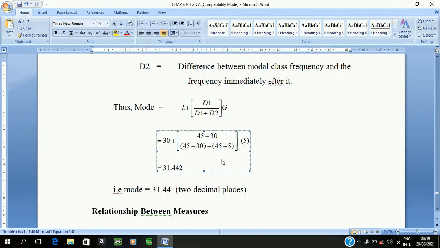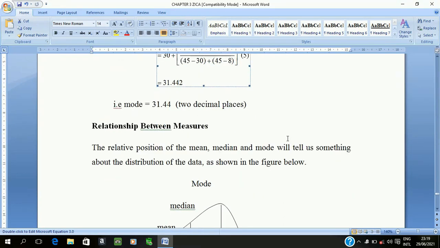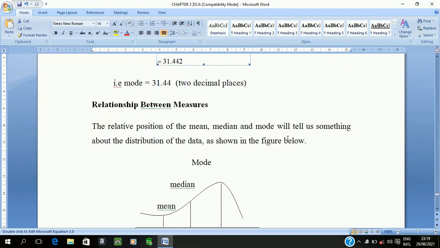Punch those figures into your calculator. Your mode value should be 31.442.